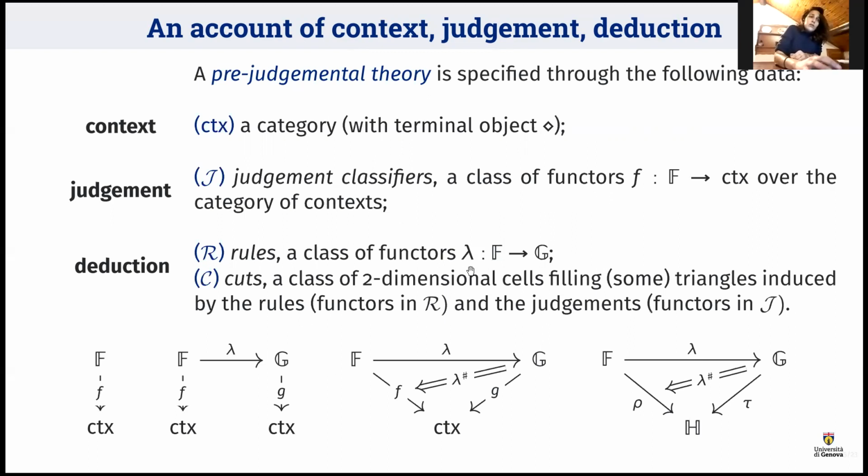So, a class of two-dimensional cells filling some triangles, induced by rules and by judgments. I know it's a lot to ask, but just forget this part for a moment. I'll try to convince you that you don't need this. We just mean that if we have some bound between two judgment classifiers, we might want to say that there is some relation between what happens here and what happens through this path. So this is what the C class does.